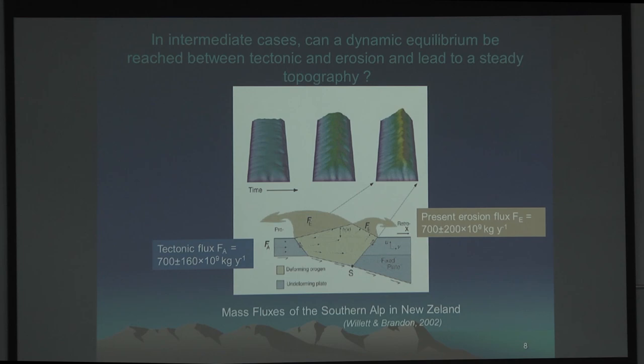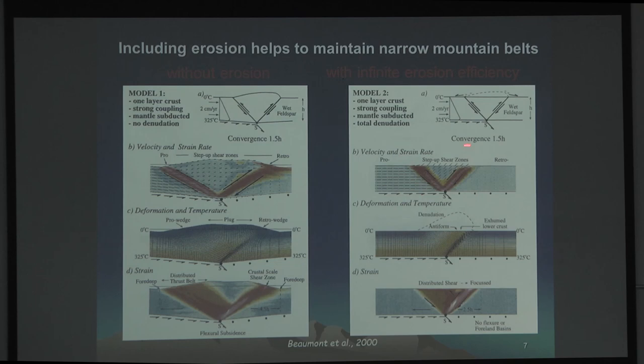So in that case, it seems that the southern New Zealand is at steady state in the sense, as previously shown, that all the material coming from tectonics is eroded, stripped away, and we get some stable situation without lateral spreading.